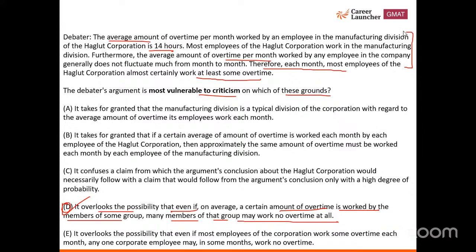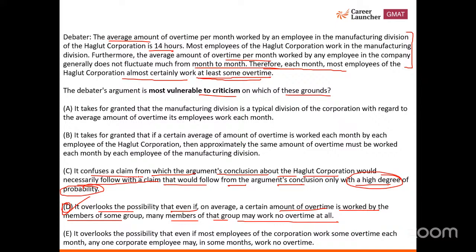What's the problem with C? Absolutely. Let's have a look at it, Satvik. So the C part says it confuses a claim for which the argument's conclusion about the Aglet Corporation would necessarily follow with a claim that would follow only with a higher degree of probability. Is that the case? Is the argument even possibly suggesting a higher degree of probability? No, it very clearly and categorically says they certainly work at least some overtime. So there is no degree of probability involved, first of all, right? I mean, the C part was, to be honest, not even in contention.